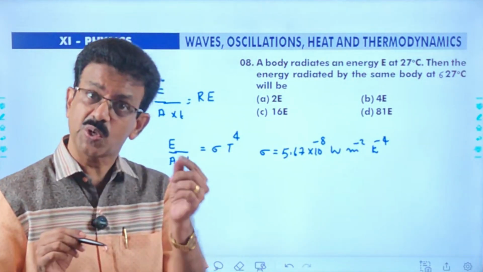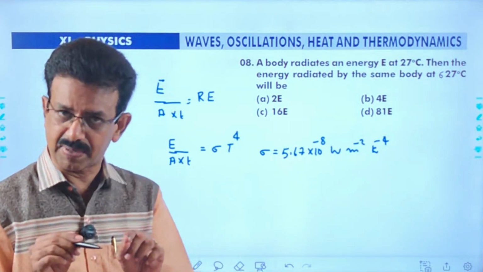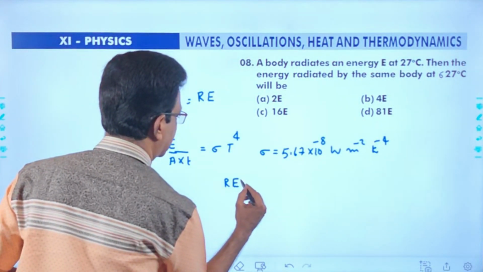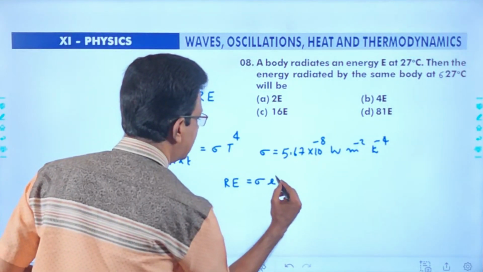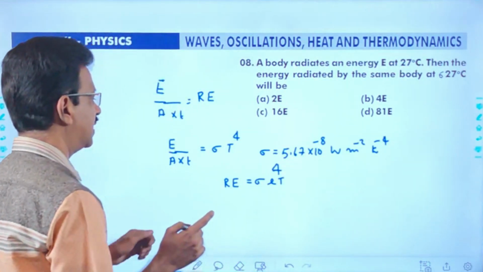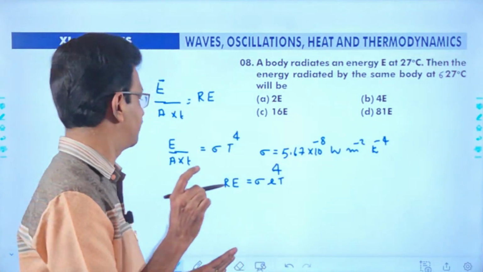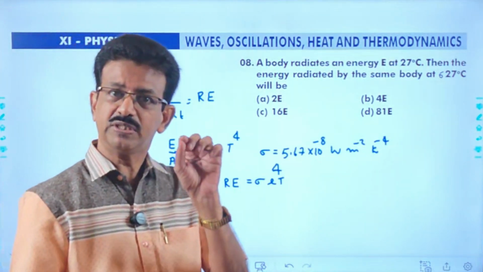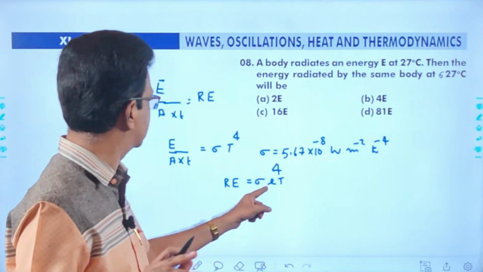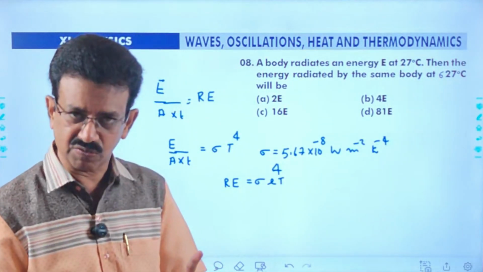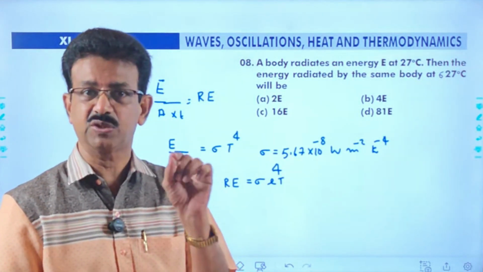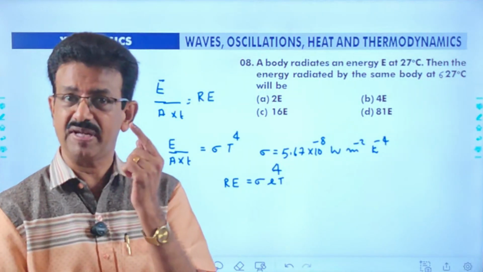If the given body is not a black body, then Stefan's law is also applicable, but with a correction factor: the radiant emittance equals sigma E T raised to 4, where T is the absolute temperature and E is the emissivity. That is, Stefan's law is applicable to all bodies, but for a perfectly black body the value of E becomes 1, then Re equals sigma T raised to 4. For other bodies, the expression becomes Re equals sigma E T raised to 4.